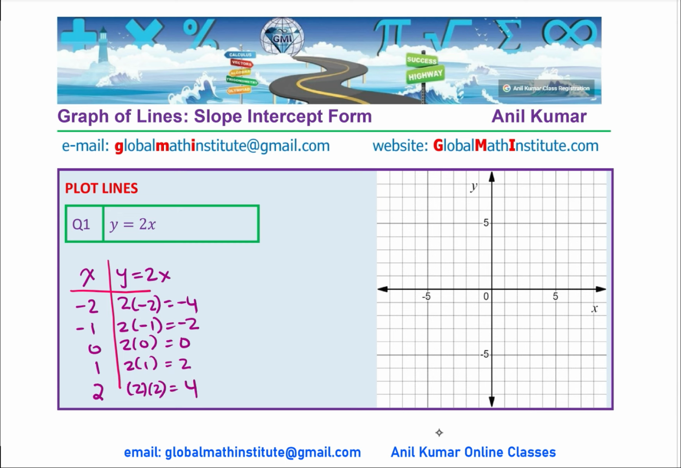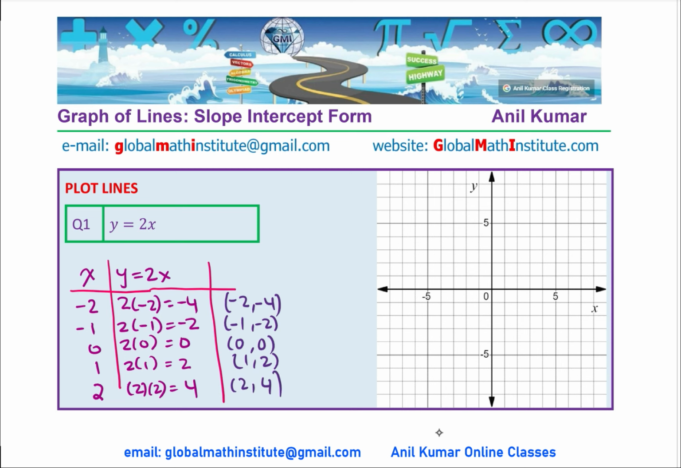So you get these points. You can write down their coordinate values, right? This is your standard way of doing it. At minus 2, we have minus 4. Then at minus 1, we have minus 2. At 0, the value is 0. It's a direct variation. At 1, we have 2. And at 2, we have 4.